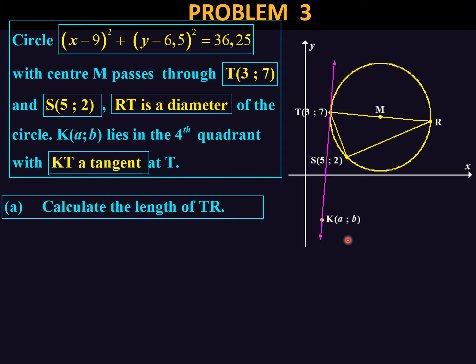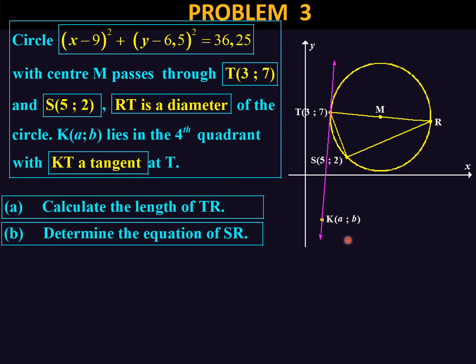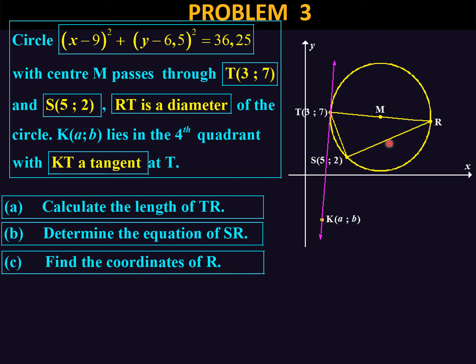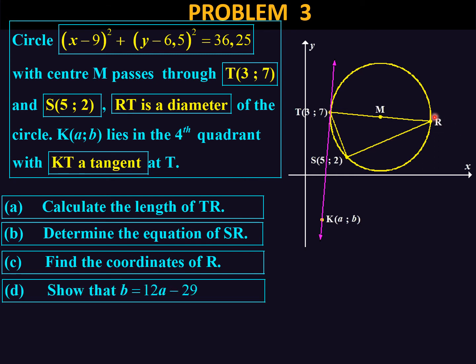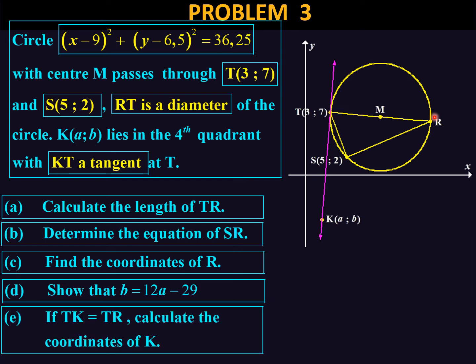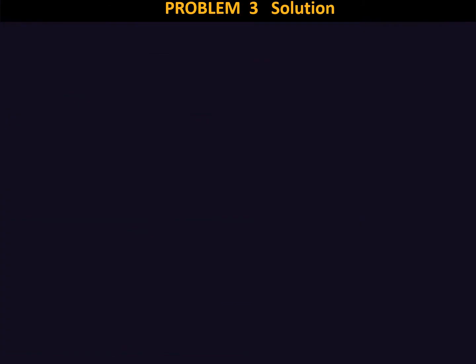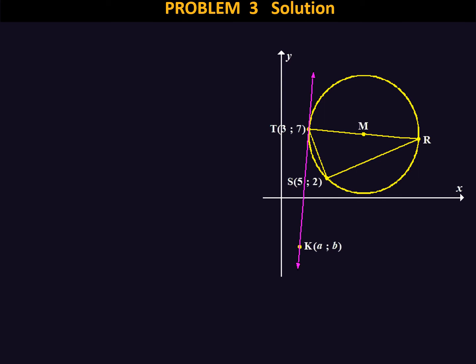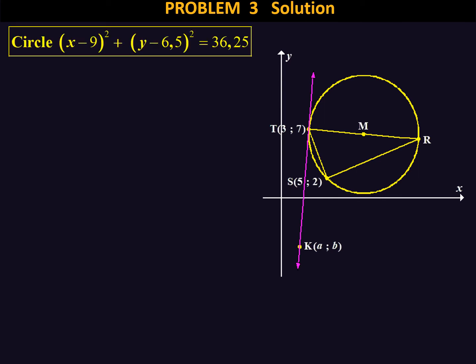Now let's look at our questions. So there we have calculate the length of TR. Then we want to find the equation of SR. So we want the equation of that chord of the circle. And then we want to find the coordinates of that point on the circle. And then we have to show the expression for B. And then we have to find the coordinates of K. Right? Let's go over to the next. It's just that there's the diagram that's provided, and there's the equation that's given. All the other information from the description is already clear there. We've got a tangent, we've got a diameter, we've got 2 points that are given there.